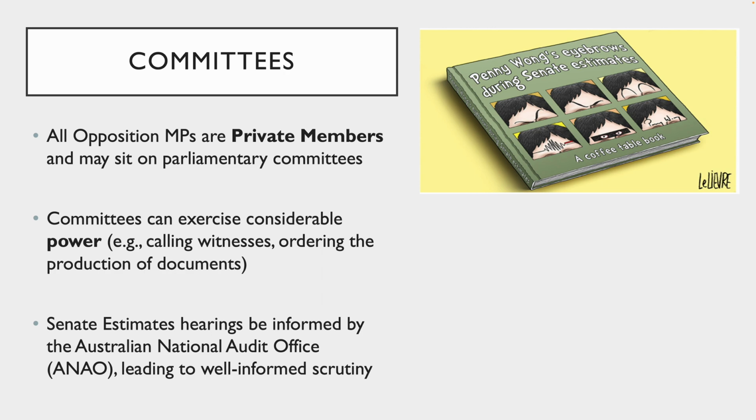Another area where the opposition can be quite effective is in parliamentary committees. So all opposition MPs are private members and can sit on parliamentary committees. We must remember that ministers cannot. So whilst members of the shadow ministry and the shadow cabinet can participate in committees and often must, as the senior members of the opposition, ministers will simply be called before a committee and be questioned by them. We also have to remember that committees exercise considerable power. They have the power to compel the production of documents, they can call witnesses, and they can often be very well informed, for instance, by reports by the Australian National Audit Office.